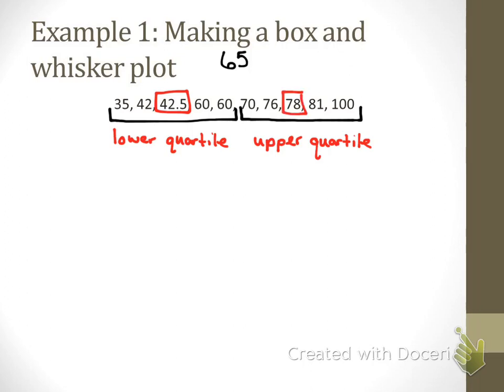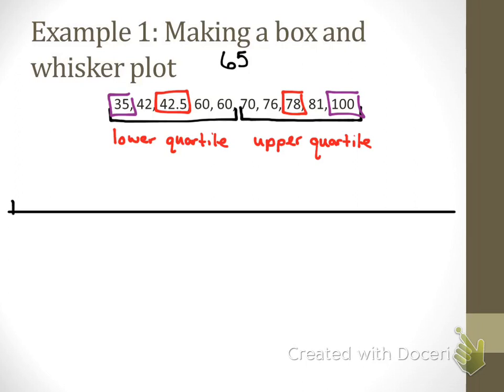78. Now all that's left is that you need to find your lower and upper extremes, and that's simply your lowest number and your highest number. Okay, and now you've identified all of the data you need out of the numbers. So now you're ready to set up your box and whisker plot. You're going to draw a number line.